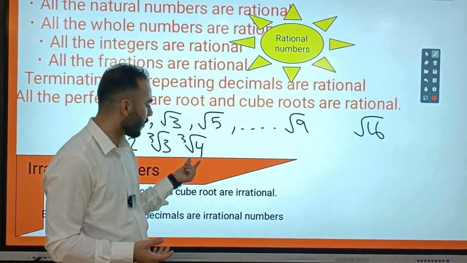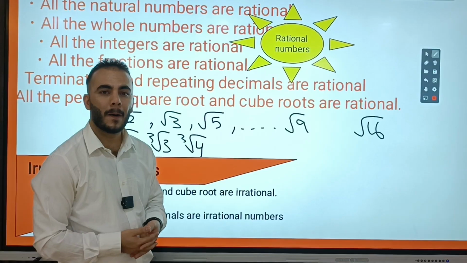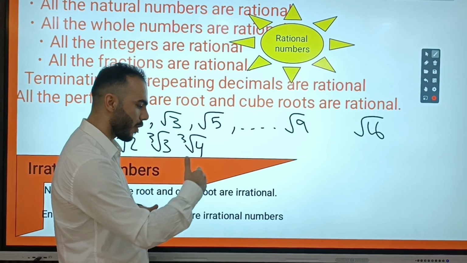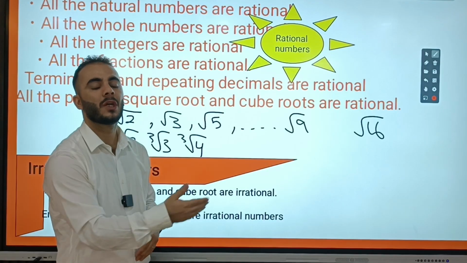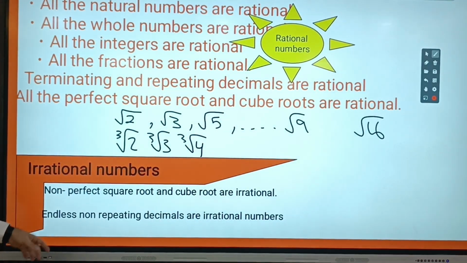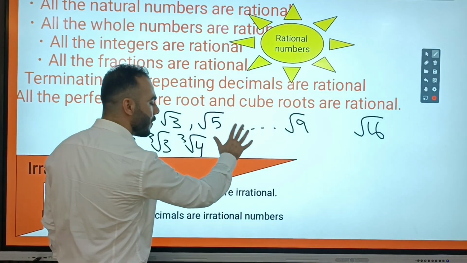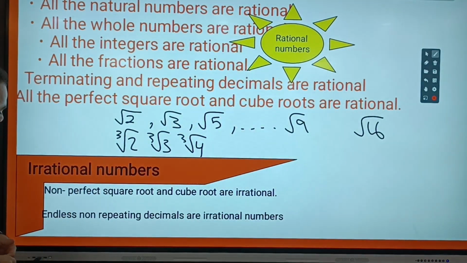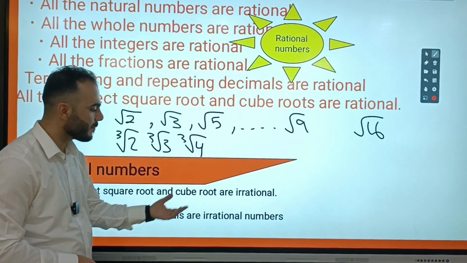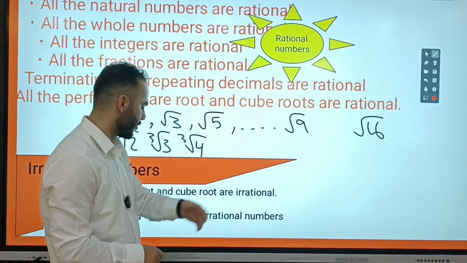But cube root of 4 has no exact result. The decimal part of it is endless and not repeating, which is the second type of irrational number. I hope that the first type was clear. How about the second type? The second type is endless, not repeating decimals are irrational.